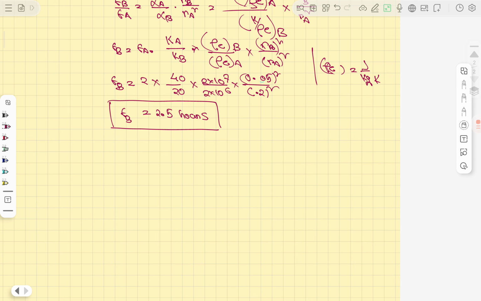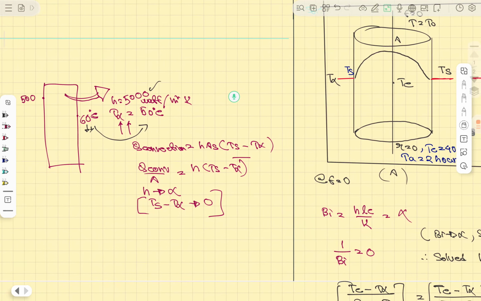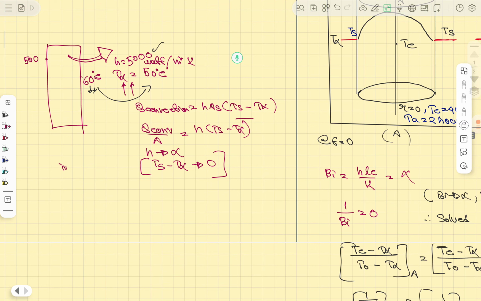I already explained so many things about this. What is the secret in this case? The secret is h tends to infinity. Please try to understand. If h tends to infinity, the difference between surface and surrounding temperature will be 0. This is the way to tackle it, with the use of the Heisler chart. I already told you, if the temperature ratio is the same, then the Biot number and Fourier number should be the same. Once the Fourier number is the same, equate and you will get 2.5 hours.